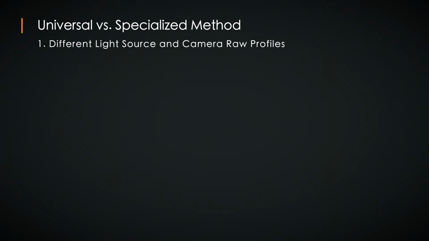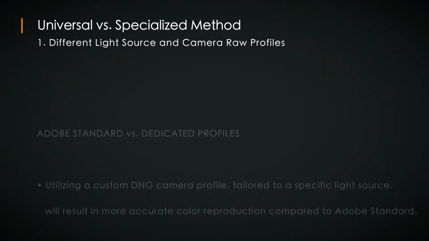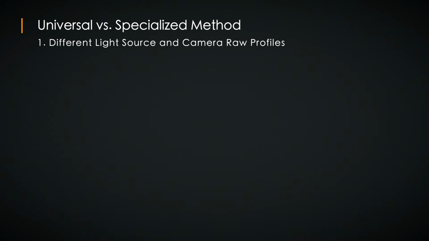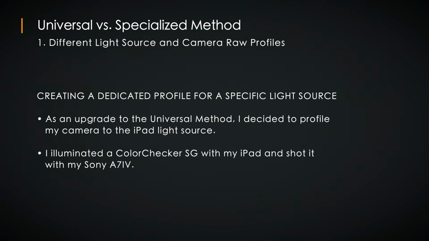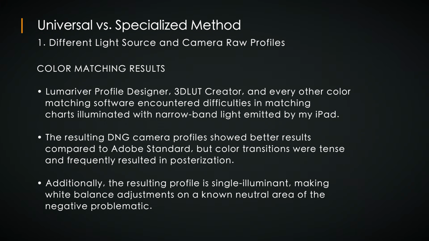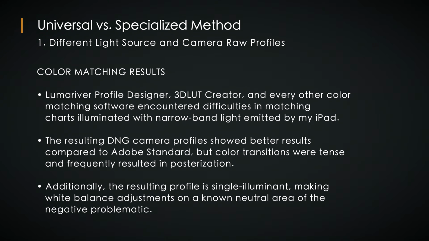1. Light source and camera raw profiles. Using the Adobe standard profile for DSLR RAW scans works well for most cameras. However, it doesn't perfectly match colors between different cameras or adapt to specific light sources. To improve results, I created a custom profile for my camera using a color chart lit by my iPad screen. This was challenging because the matching software was trying to interpret colors from an unusual light source. Results were better than using Adobe Standard, despite some calibration difficulties like posterization.